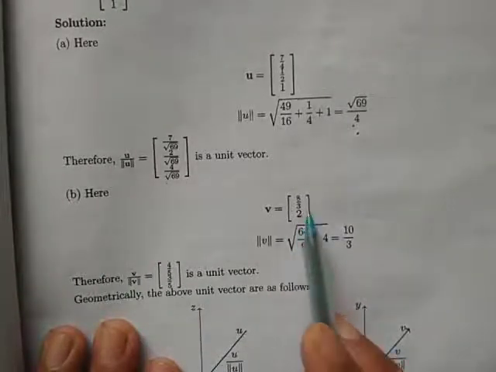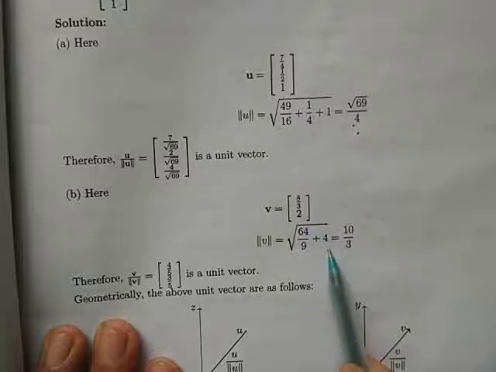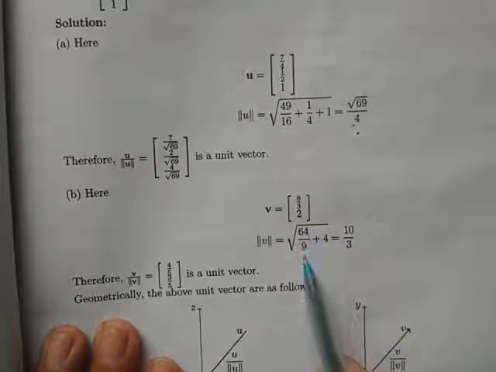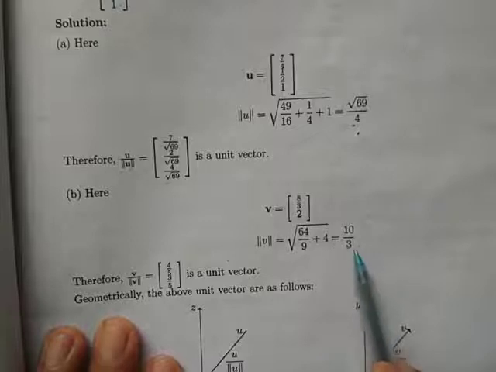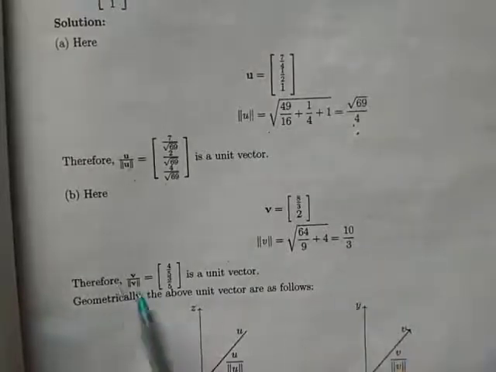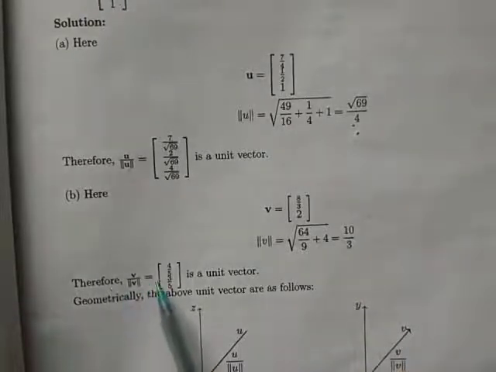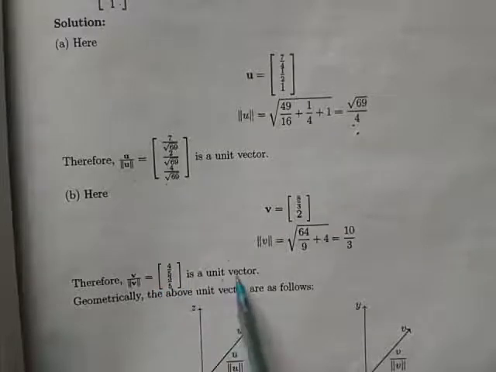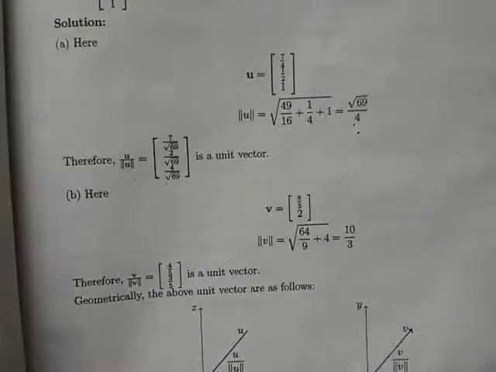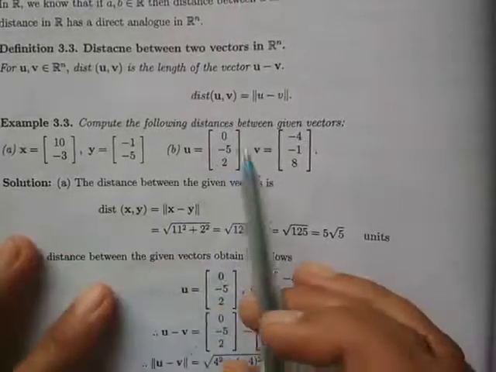Norm of v is the square root of 8 by 3 square plus 2 square. It is 64 upon 9 plus 4, which is equal to 10 by 3. Therefore v upon norm of v is equal to this. It is a unit vector. Let us see the next definition.